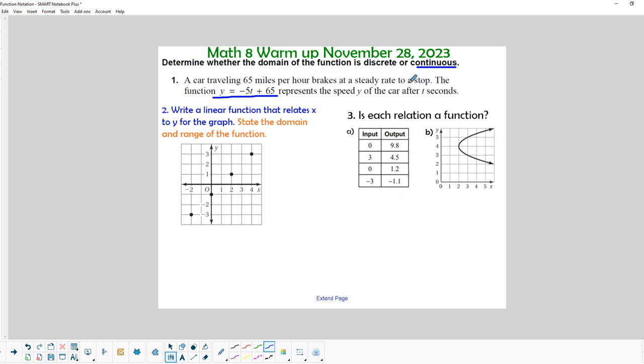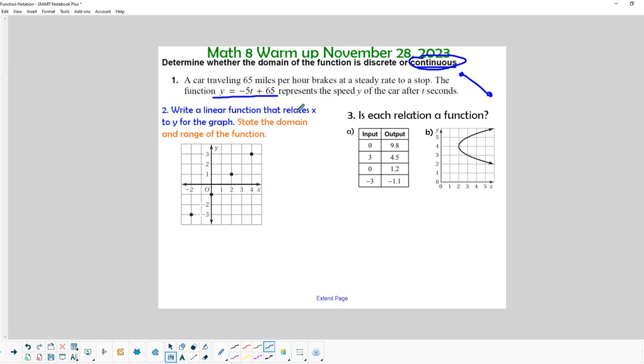And I would maintain that it is continuous because you start out at 65 miles an hour and then you just slow down until you're down to 0. But you pass every one of those speeds in between as you continue to brake and slow down. So those are not values that you can count.